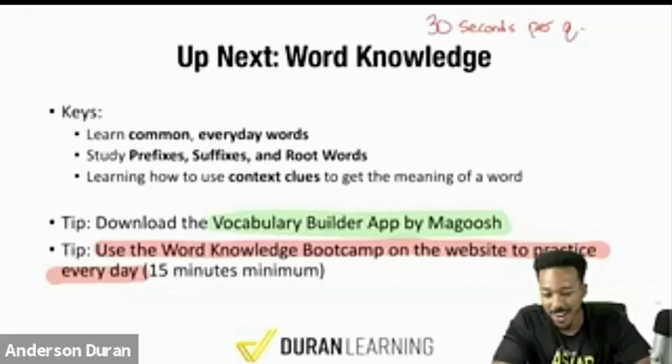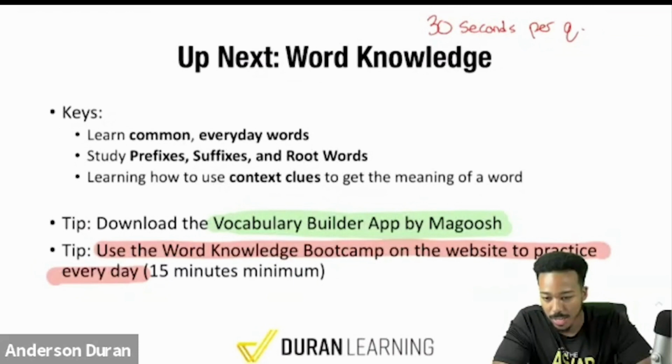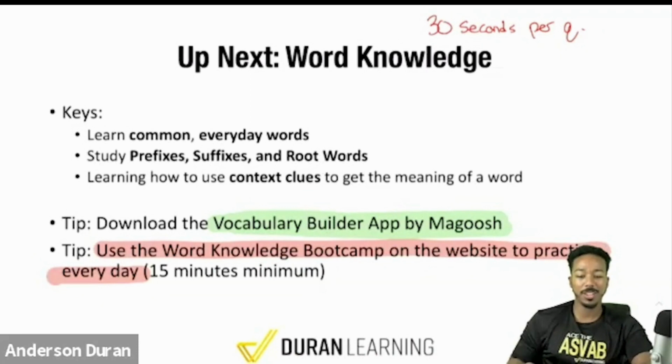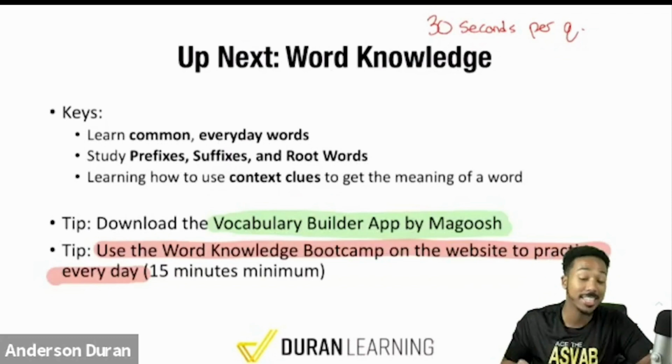Perfect. All right. So with that said, let's go ahead and get the party started. Let me go ahead and remove that spotlight. That way they can see the questions. Booyah. All right. So with that said, let's go ahead and get this timer ready to go. We got 30 seconds per question here. Again, these are sentence questions. 3, 2, 1. Let's ace the ASVAB.